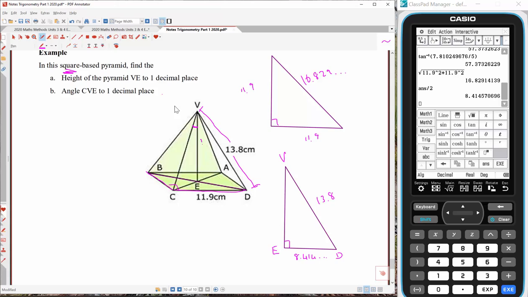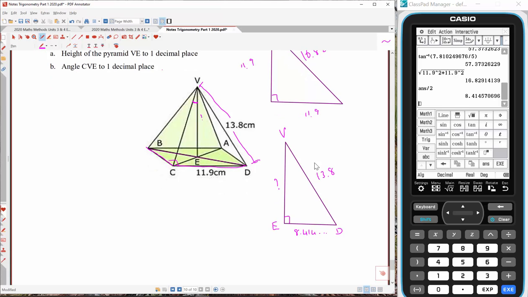Okay, and VE is the height of the pyramid. So this is what we're after. So we're going to pop this into Pythagoras' theorem. Now noting that it's going to be the modified version, so c squared equals a squared plus b squared, or the transposed version. So we're going to go a squared equals c squared take away b squared, and a is equal to the square root of, let's do that, take away 8.414 dot dot dot all squared. Don't know why I put that in brackets, don't really need to do that.